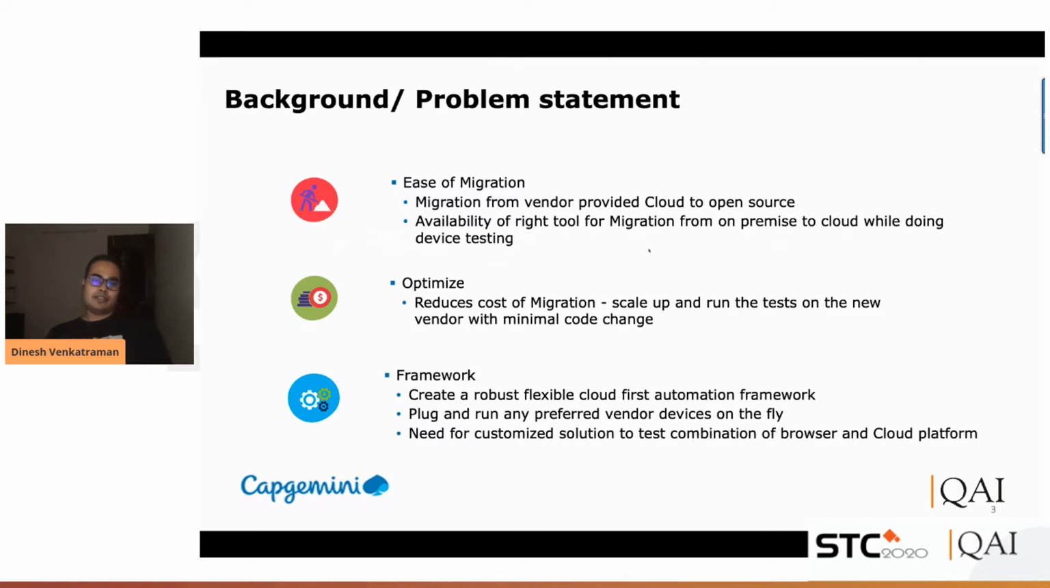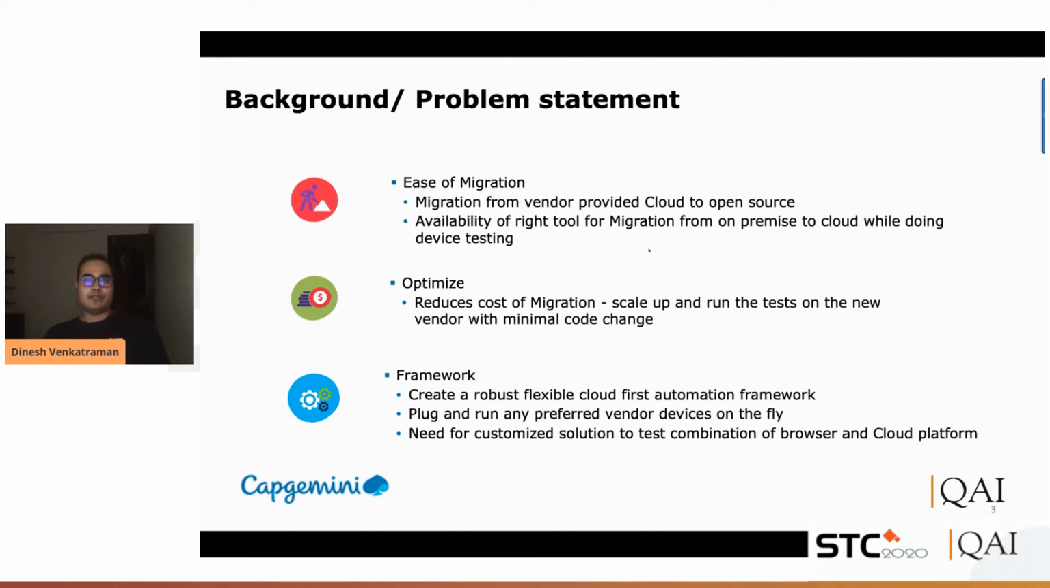So the problem statement is that this framework gives you ease of migration. Let's say you have 1600 test cases which have been running on one particular vendor, and in the next quarter you want to move to another vendor. With minimal code change, all you need to do is enable the configuration of the new vendor, have their capabilities added to your property file, and then you can start executing your test cases on the new vendor. It actually reduces the cost because you don't have to reinvent the entire wheel again.